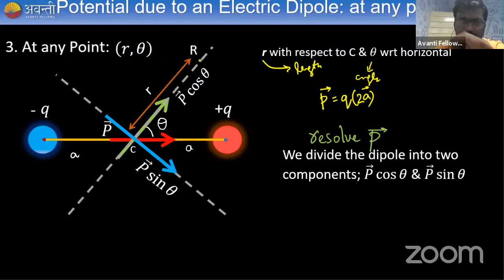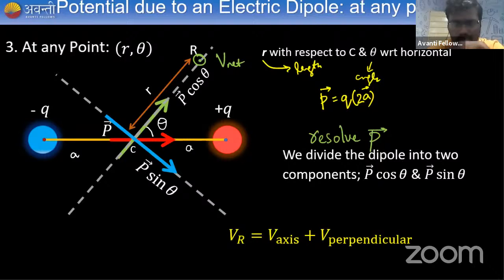Now, guys, if you want to find the electric potential at this point R, what should we consider? P cos theta or P sin theta or both? So my net potential at this point will be due to the electric potential of P cos theta as well as P sin theta. If I consider P sin theta as my dipole, then this point R is on the equatorial plane, correct?